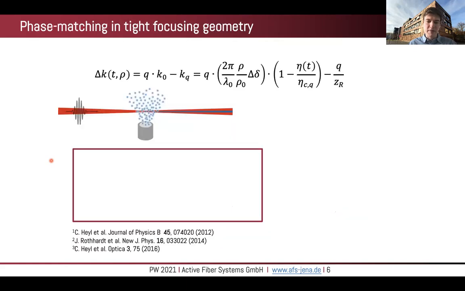This has actually been studied a few years ago. This is a very brief overview of the important phase matching aspects in high harmonic generation. To efficiently generate the radiation, you have to phase match your HHG process. This is written down in this equation here, which has different terms. You have a term which is related to the dispersion of the atoms and the free electrons.